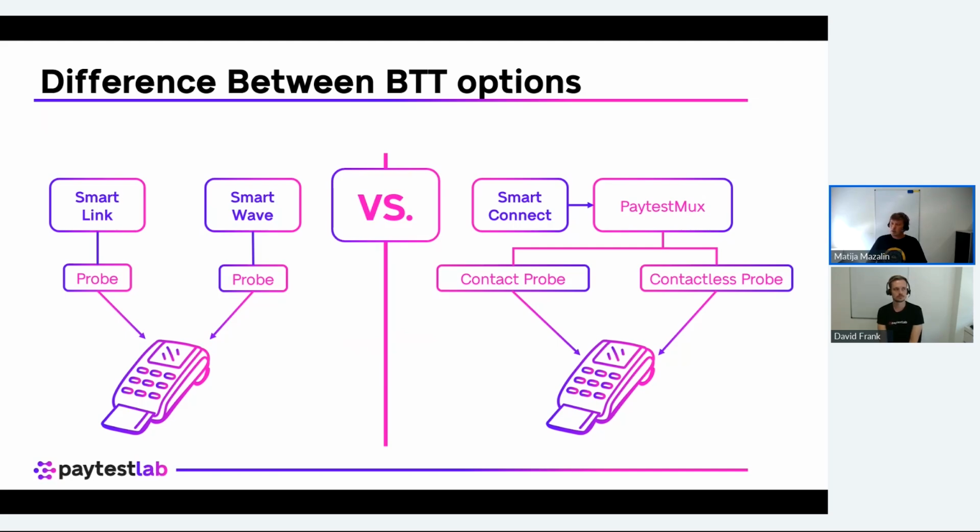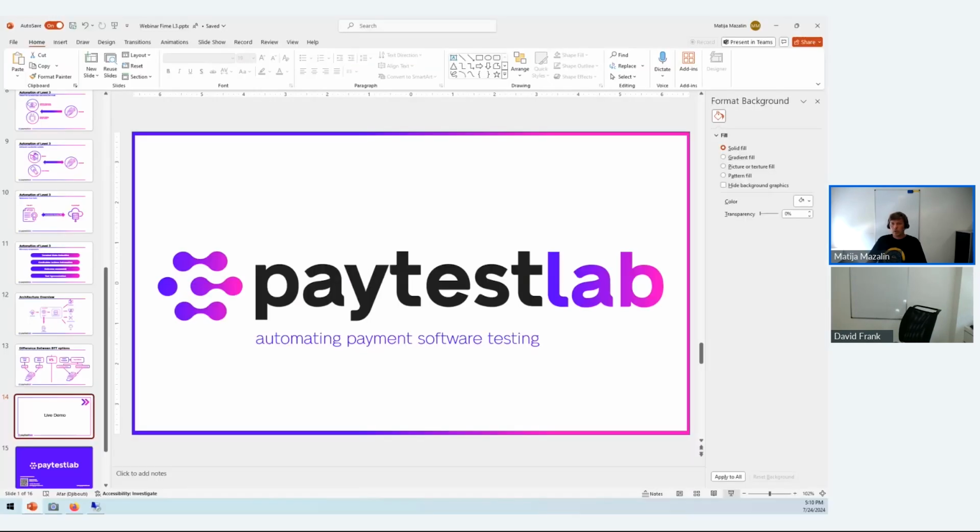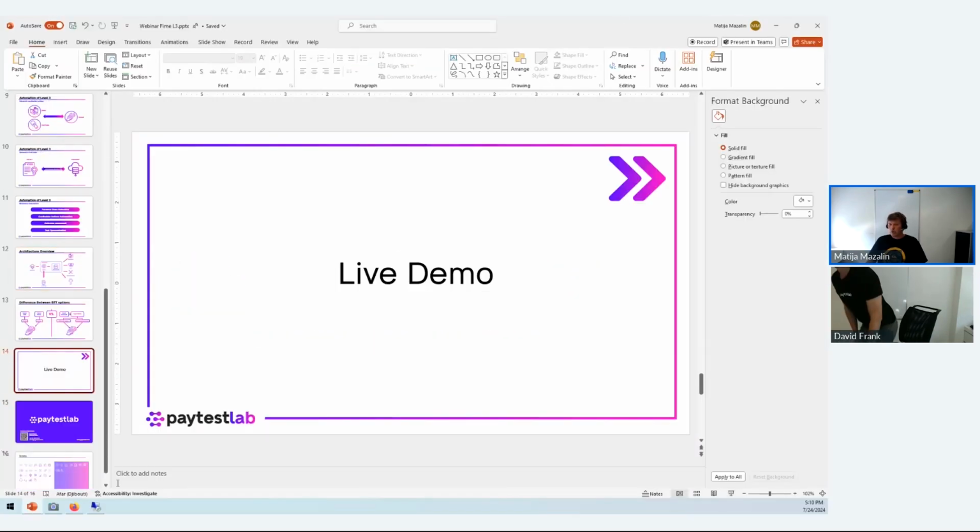Because of this, you also need our multiplexers or PayTest mocks where you put this in, so we can split the signal from the contact probe and the contactless probe in order to execute this. And with this, I think it's time for our demo. So allow me to show you a little bit how we set up.